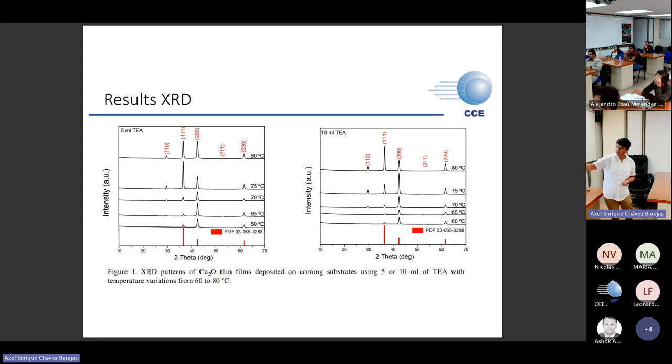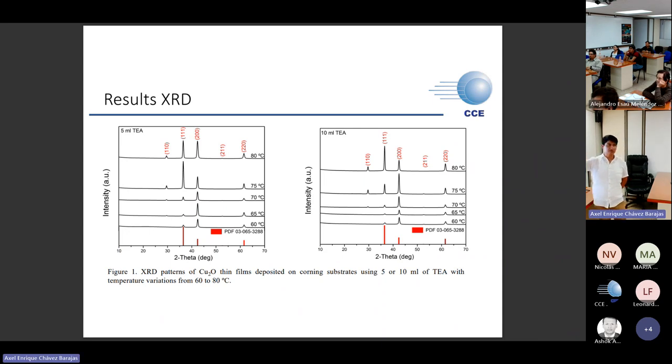by increasing the temperature in both cases, I see a general tendency to enhance the crystallinity of the material. This is related with an increase in the thickness, mainly because an increase in the temperature accelerates the deposition rate, the formation of the particles in the solution, and consequently, the films are thicker. No? Thicker.